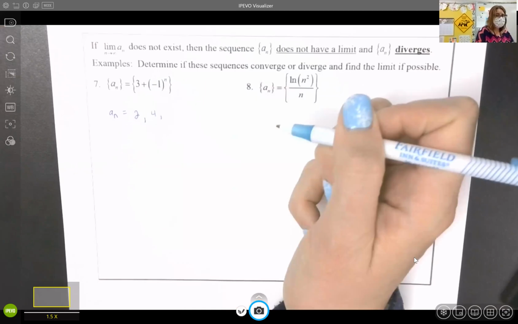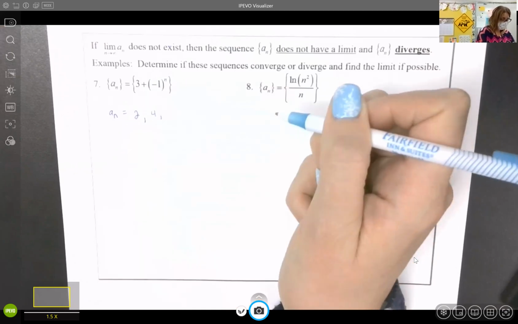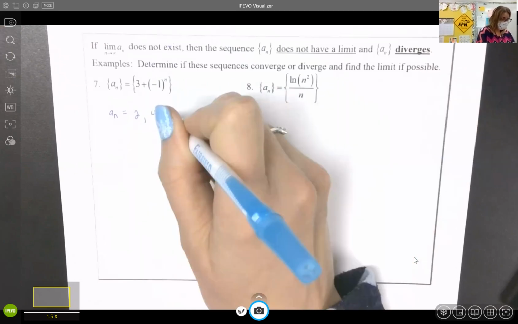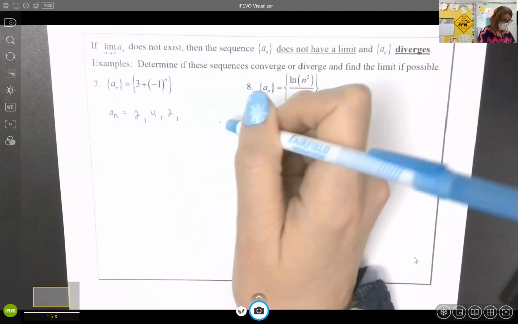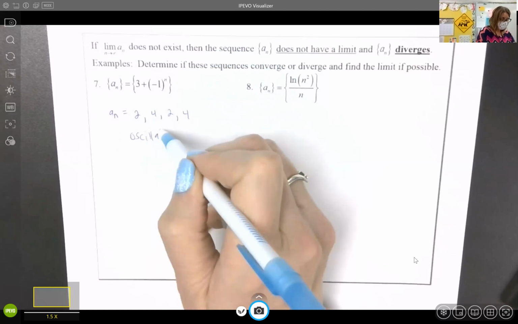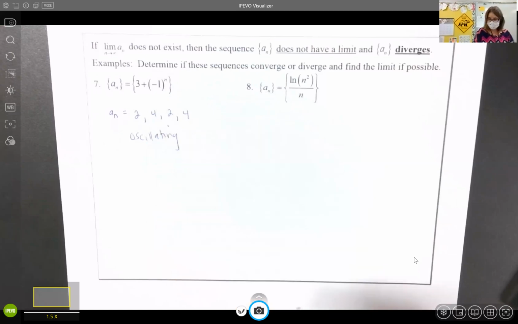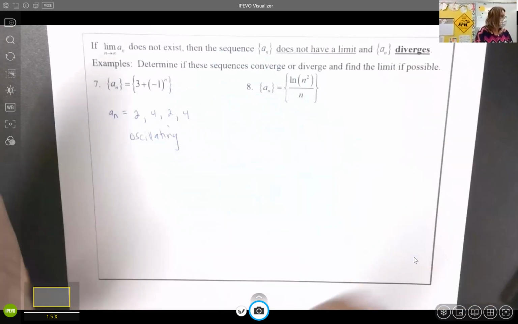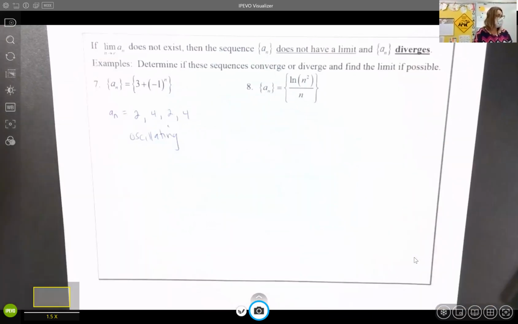And then if I plug a 3 in, what's going to happen? It's going to go back to 2. And if I plug a 4 in, so what's happening is it's oscillating, right? I don't know if I'm going to spell that right, but we'll try. Oscillating, okay? So if it oscillates like that, where it goes back and forth, back and forth, you're never going to hit a limit that it will go to.